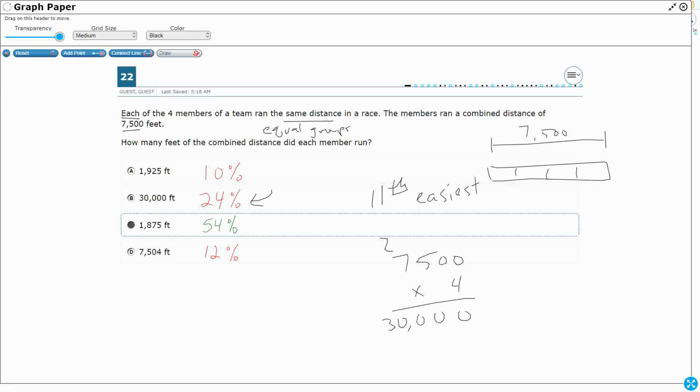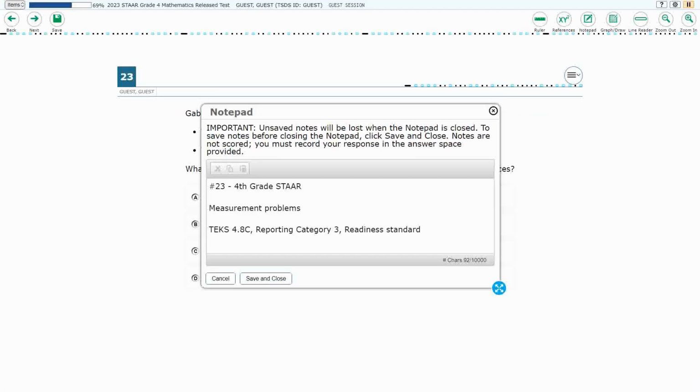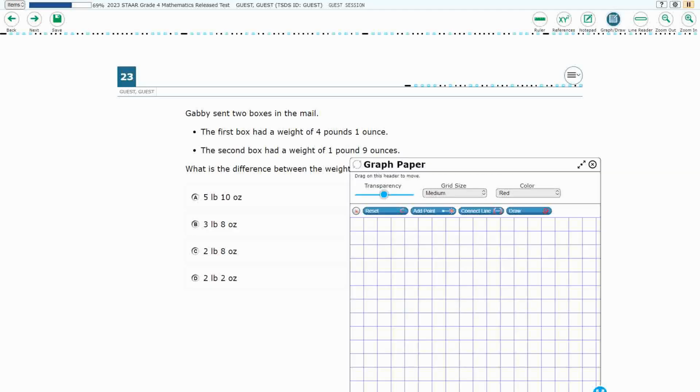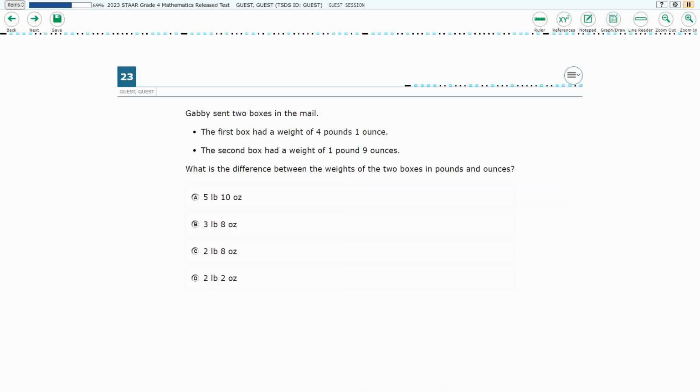here to be 30,000. For number 23, we are working with measurement problems. This is a readiness standard, TEKS 4.8C in reporting category 3. So Gabby sent 2 boxes in the mail. We got 4 pounds, 1 ounce, 1 pound, 9 ounces. What is the difference? All right, so they're telling us literally we just need to subtract. Difference means subtract.